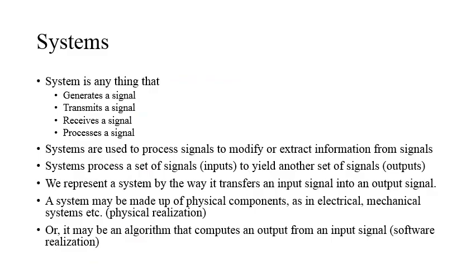So that's all for the signals part. Let's jump to the next part, which is the systems. A system is anything that generates a signal, transmits a signal, receives a signal, or processes a signal. In general, anything that performs some operation on the signal is a system. From generation up to transmission and reception, all the things involved are called a system.